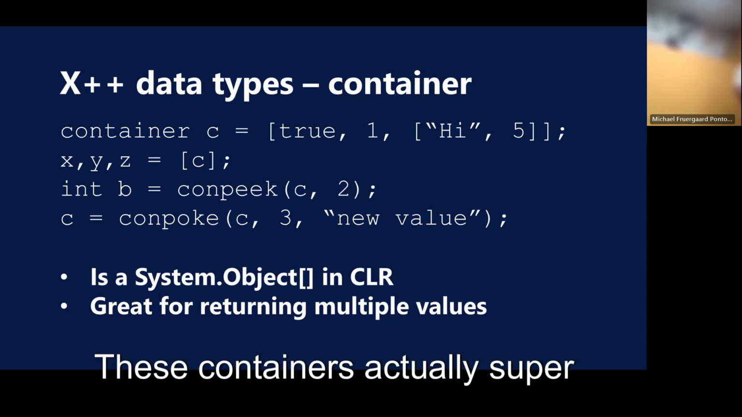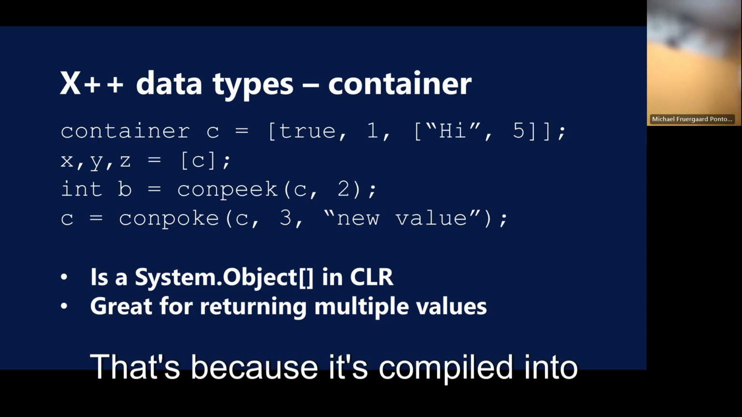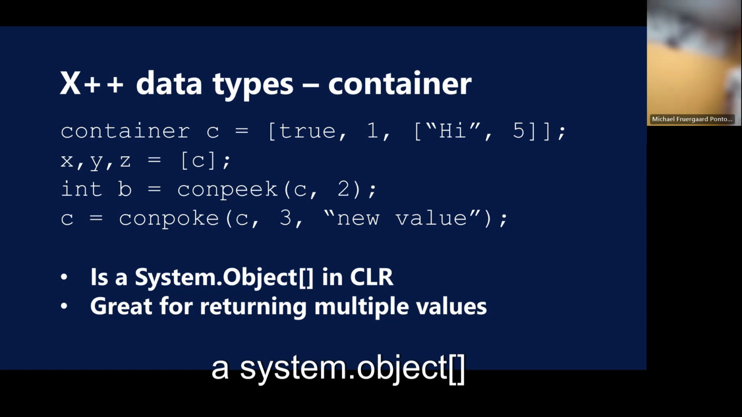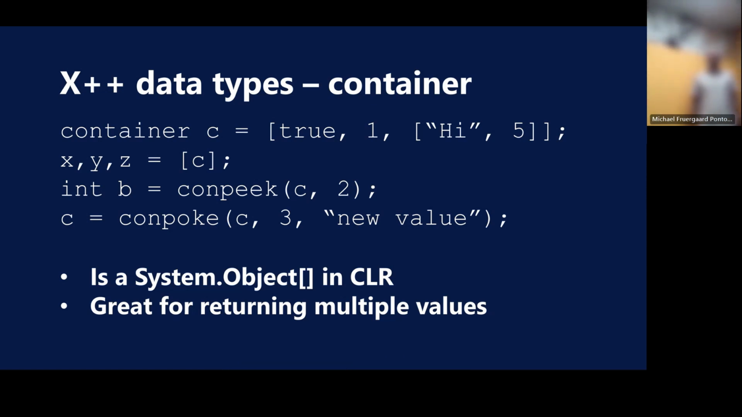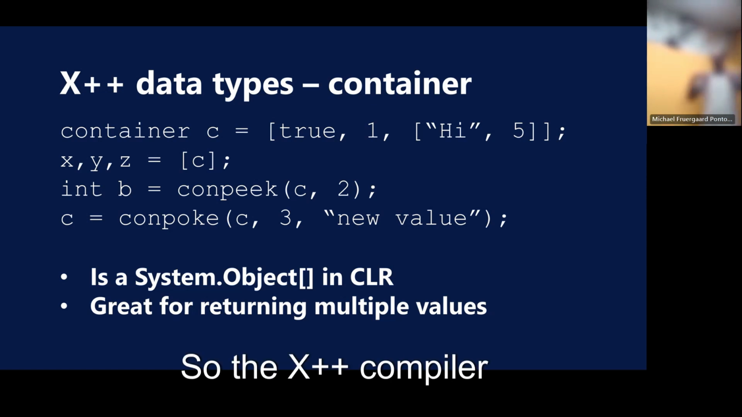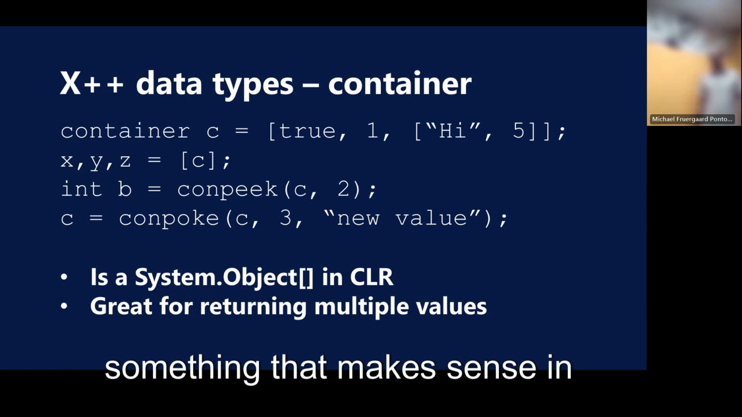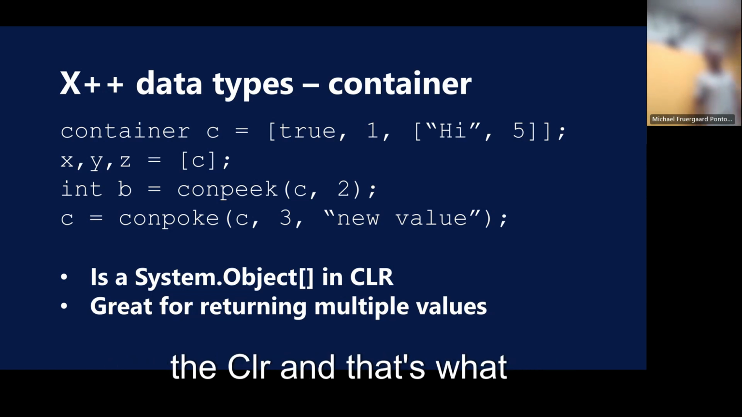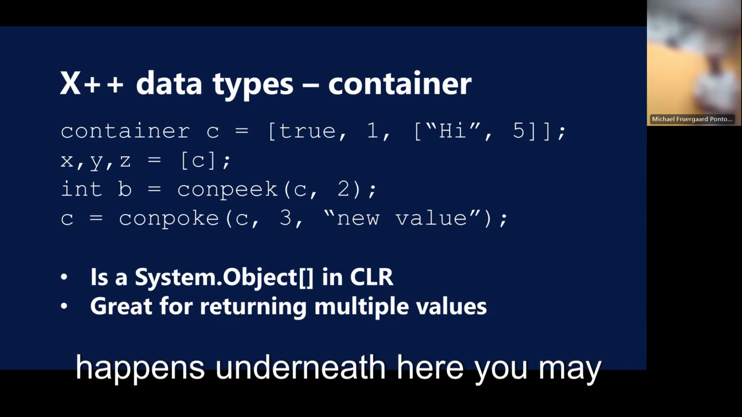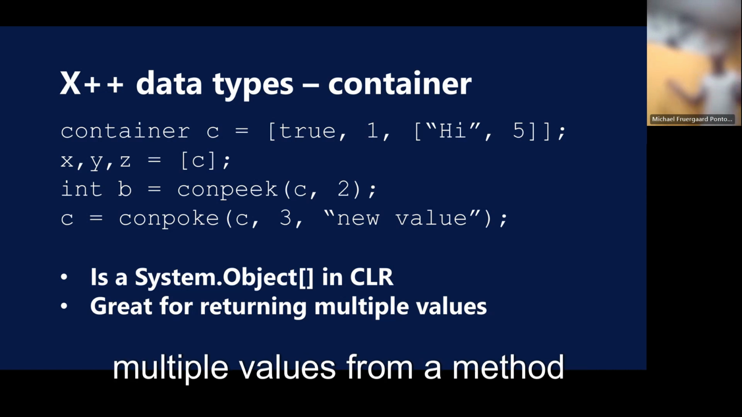These containers are actually super fast behind the scenes, and that's because it's compiled into a System.Object array. The X++ compiler is converting everything into something that makes sense in the CLR, and that's what happens underneath here. You may see these being used to return multiple values from a method.